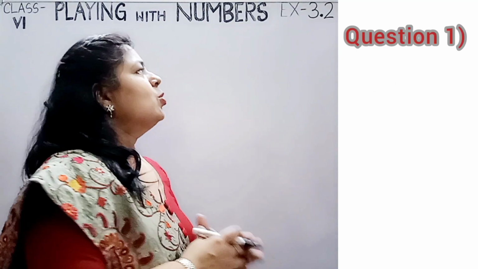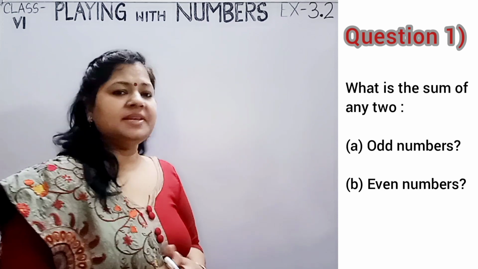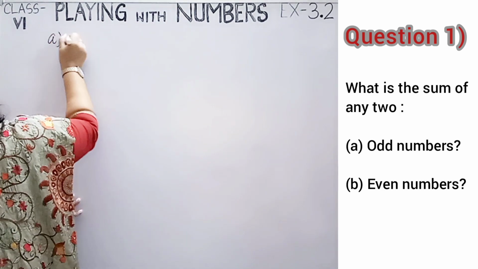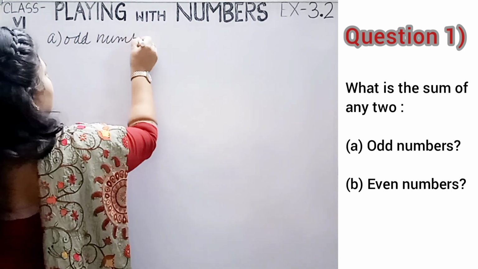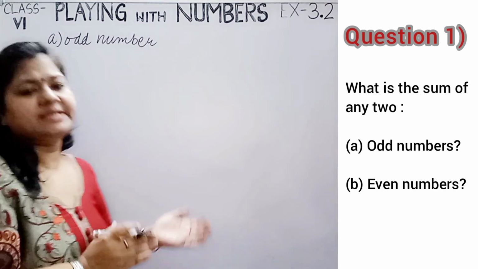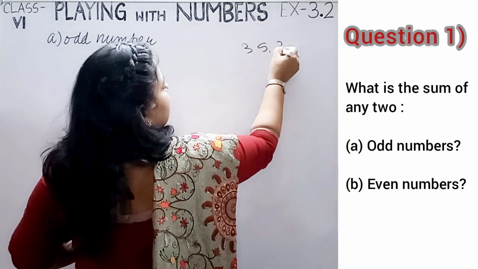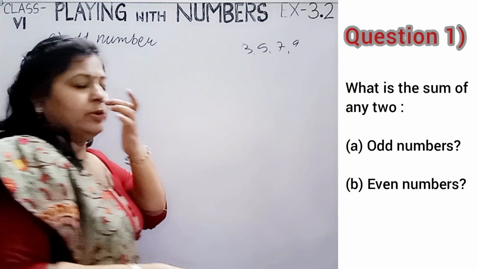Question number 1. What is the sum of any two A part odd numbers, B part even numbers? So here first part is odd numbers. And what is odd number? We already know that the number which is not divisible by 2. For example, 3, 5, 7, 9. These all are odd number. We have already studied in lower classes.